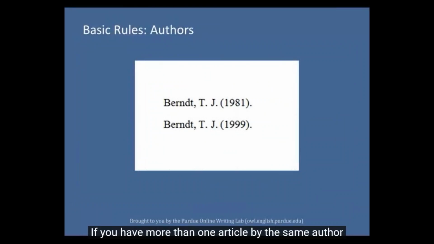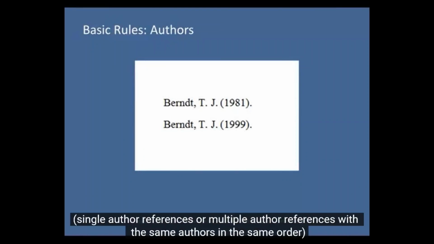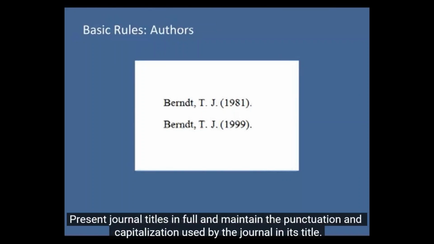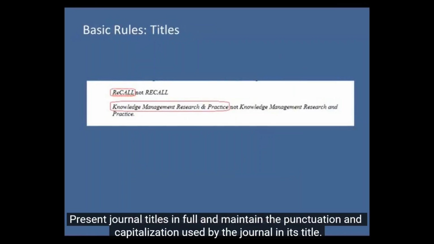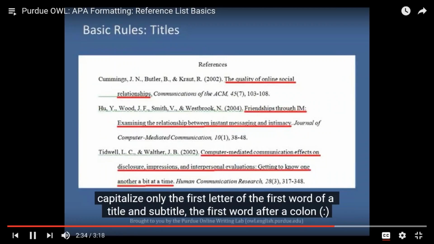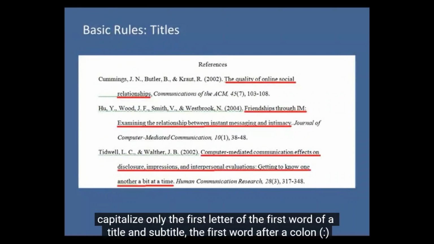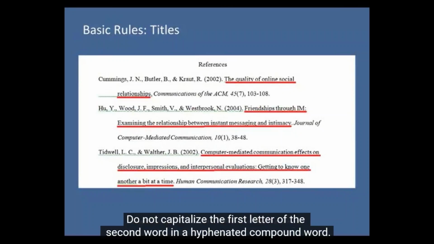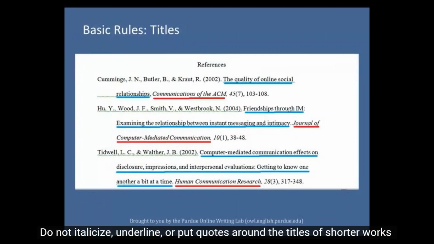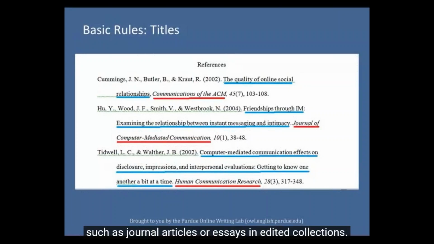If you have more than 1 article by the same author, single author references come before multiple author references, and works by the same author are ordered chronologically from earliest. Present journal titles in full and maintain the punctuation and capitalization used by the journal in its title. When referring to books, chapters, articles, or web pages, capitalize only the first letter of the first word of the title and subtitle. The first word after a colon or dash in the title is capitalized, as is any proper noun. Do not capitalize the first letter of the second word of a hyphenated compound word. Italicize titles of longer works such as books and journals. Do not italicize, underline, or put quotes around the title of a shorter work, such as journal articles or essays.